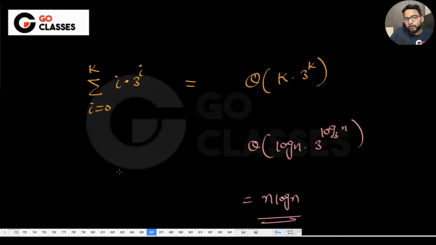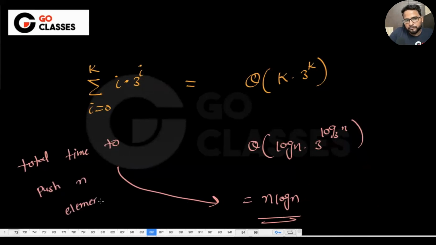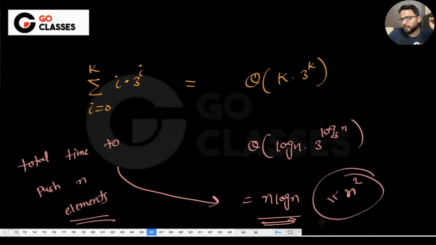Right? So basically to push n elements, we are getting total time n log n, right? And what we over-approximated was n square. We were saying that it cannot be more than n square. That was also true. I mean, you were saying earlier order of n square, which is less than or equal to n square. That was also true. But this is a better calculation, or maybe a more careful calculation, you can say, right?